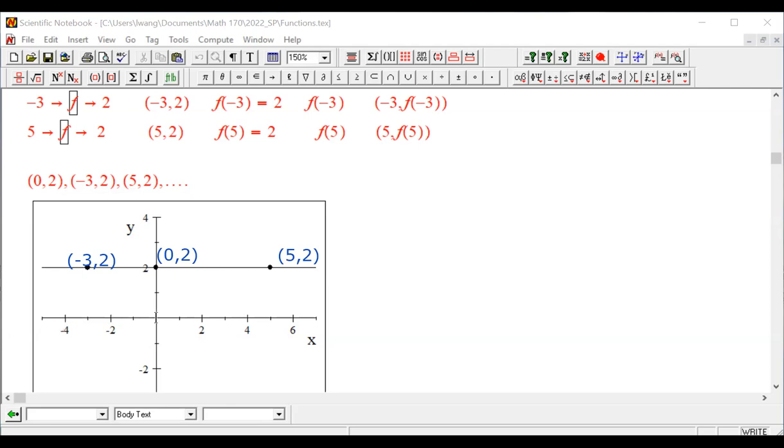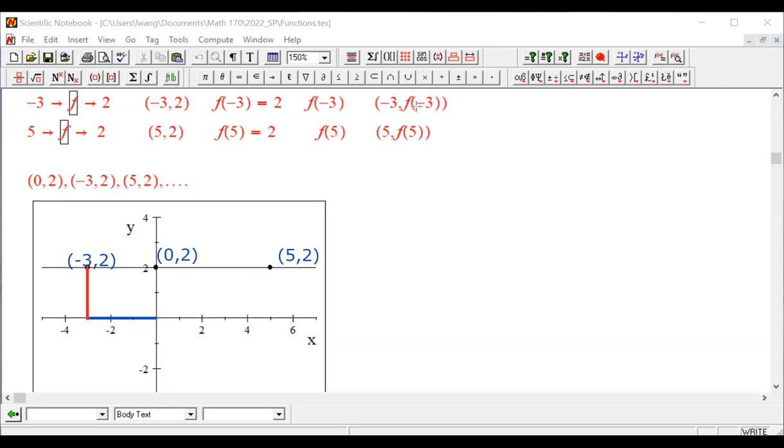For -3, the input is a horizontal measurement. That's -3: to the left of 0, we measure 3 units horizontally. And what is 2? That height is 2. Input, output: the number and the geometric measurement.